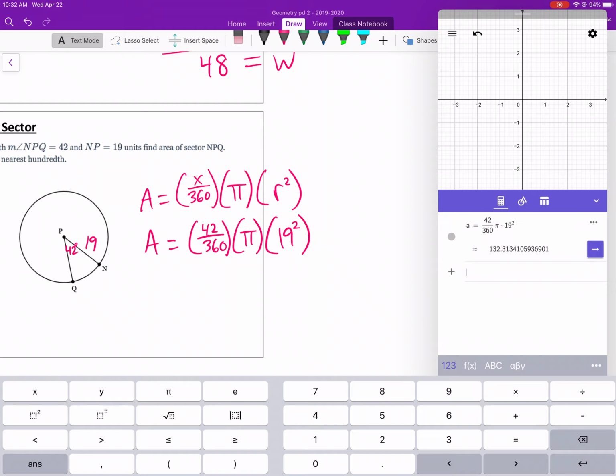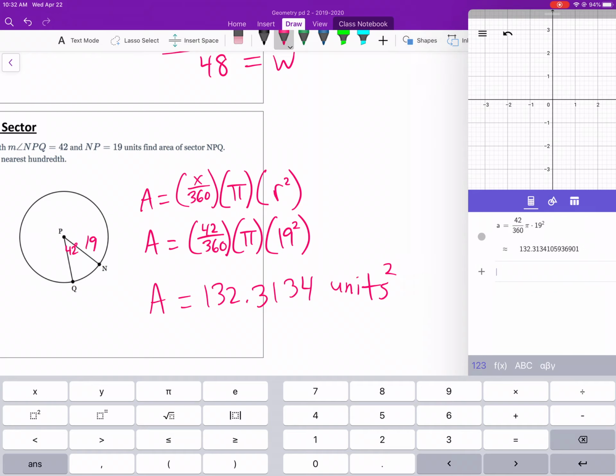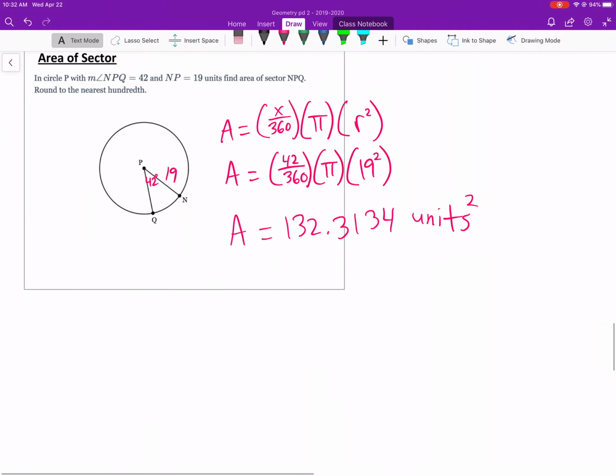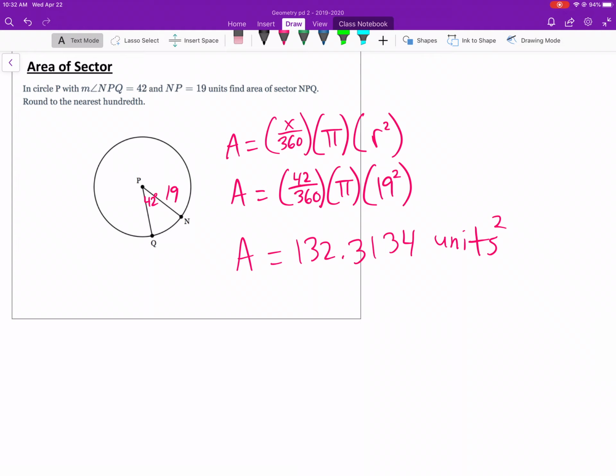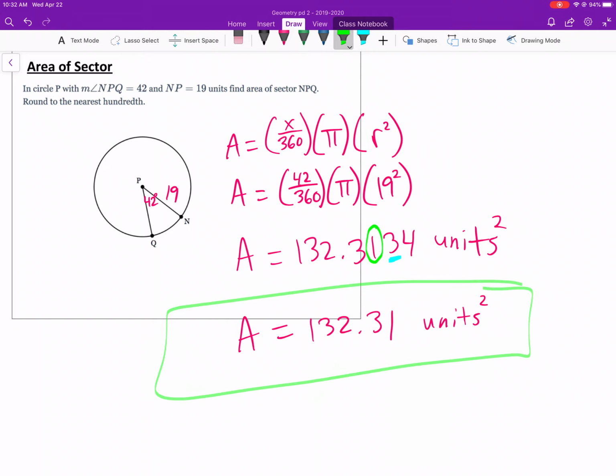The 132. Alright, so make sure you're rounding correctly, or else Delta Math will not give you credit. You'll have to do this all over again. Round to the nearest hundredths place, which is this place right here. That's the hundredths place. So let's take a look to the right of that. That 3 tells the 1 to stay put. If it was 5 or greater, it would tell the 1 to go up to a 2. But this would be 132.31 units squared.